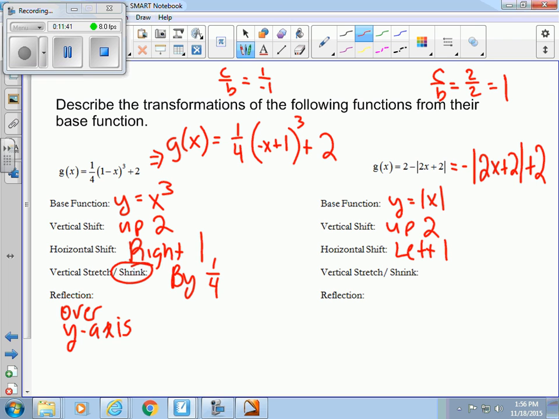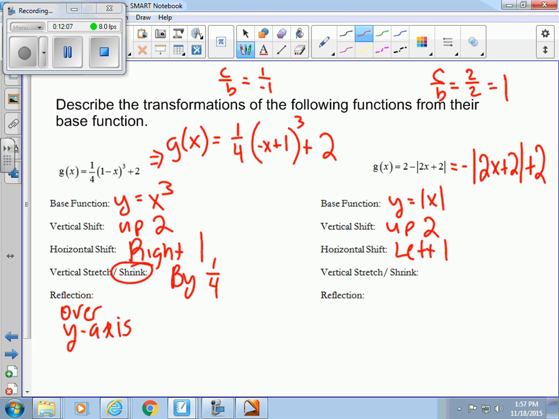It's the horizontal shift. What about the vertical stretch or shrink? Is there a number in front of the absolute value? There's not one. So what does that mean? There's not a stretch or shrink. If it were greater than 1, it would stretch. If it were less than 1, it would shrink. If it equals 1, there's just not a stretch or shrink.